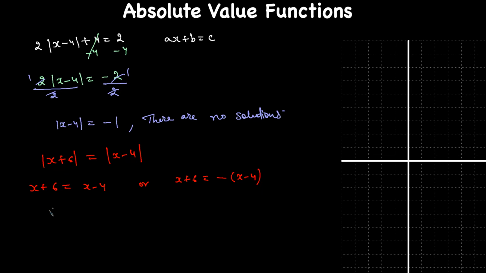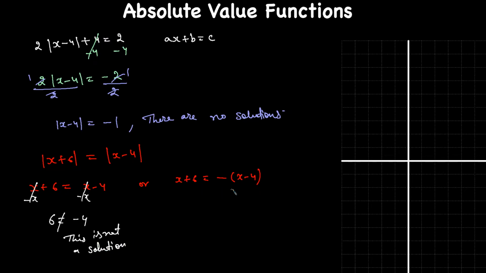Okay, so let's solve it. If I take x from both sides, this tells me 6 is equal to negative 4, which is not true. It's not equal to negative 4. So that means this is not a solution. So this part will not give us a solution.